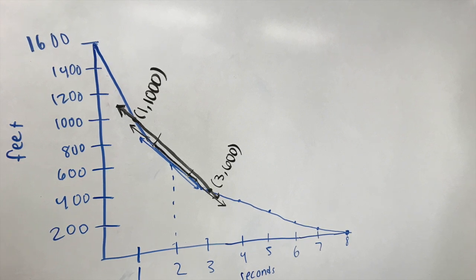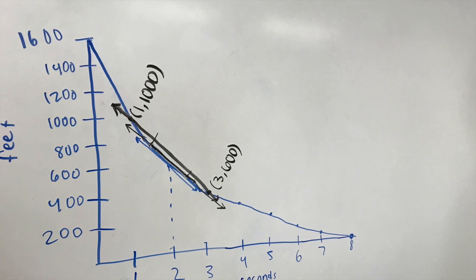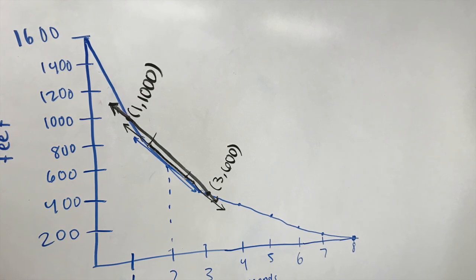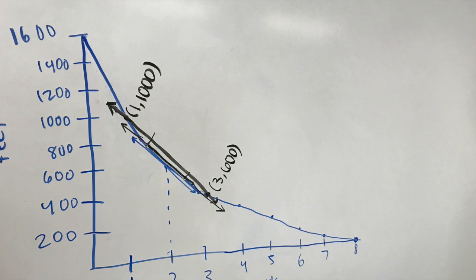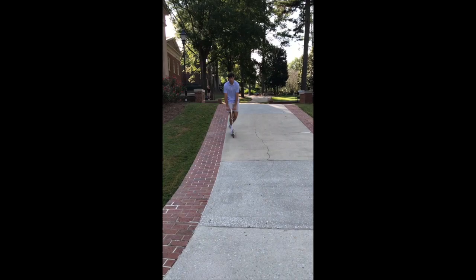Our first set of points were (1, 1,000) and (3, 400). Our final sets of points were (1.5, 700) and (2.5, 500). We made an estimate that our instantaneous rate of change was 2.5 feet per second.